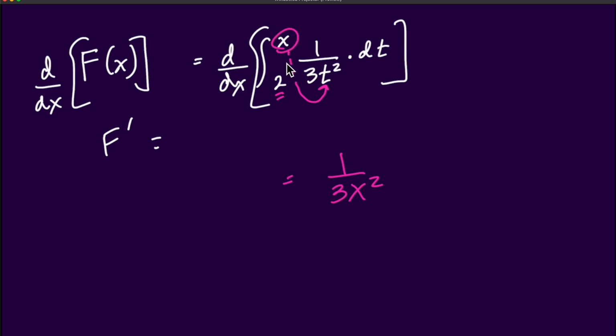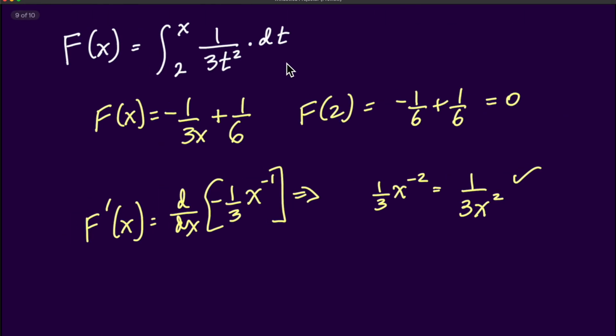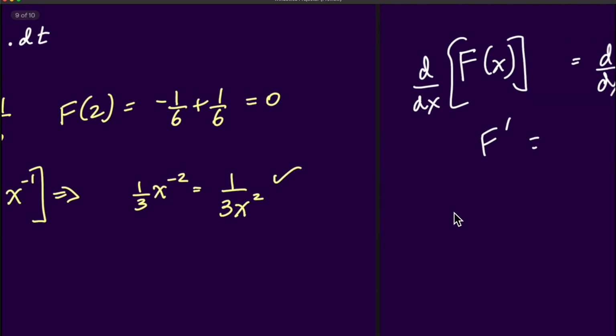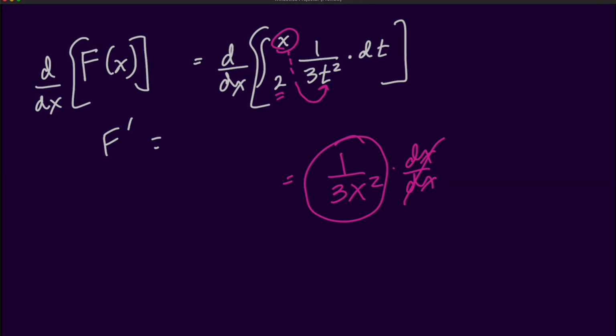And don't forget, for the chain rule, we have to take the derivative of that x, which would be dx/dx, or 1. So folks, the point is that we get the same answer if we do it in 2 steps. First, find capital F of x based on these instructions, and then take the derivative of that, 1 over 3x squared, versus using the fundamental theorem of calculus where we're taking the derivative of an integral, and that lets us plug in the x, take the derivative of that, and we get the same exact answer.